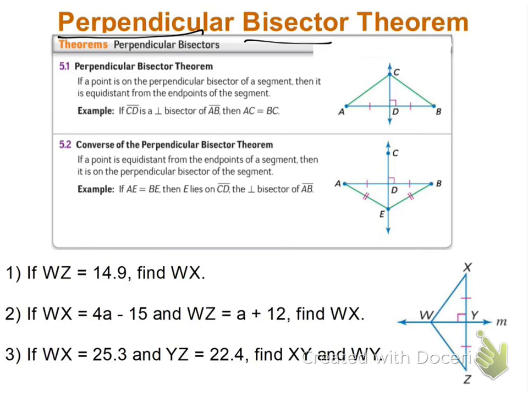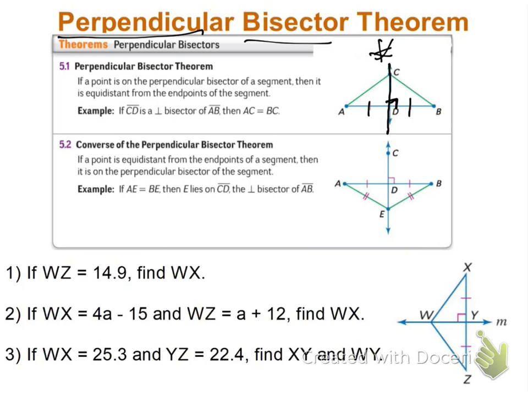And so what we have here is a line that's drawn, and not only is it perpendicular to another line, but it is also cutting a line in half. If you look at this first picture right here, you can see that CD is 90 degrees, and it's also cutting this side in half. And so the theorem says, if a point is on the perpendicular bisector of a segment, then it is equidistant from the endpoints of the segment.